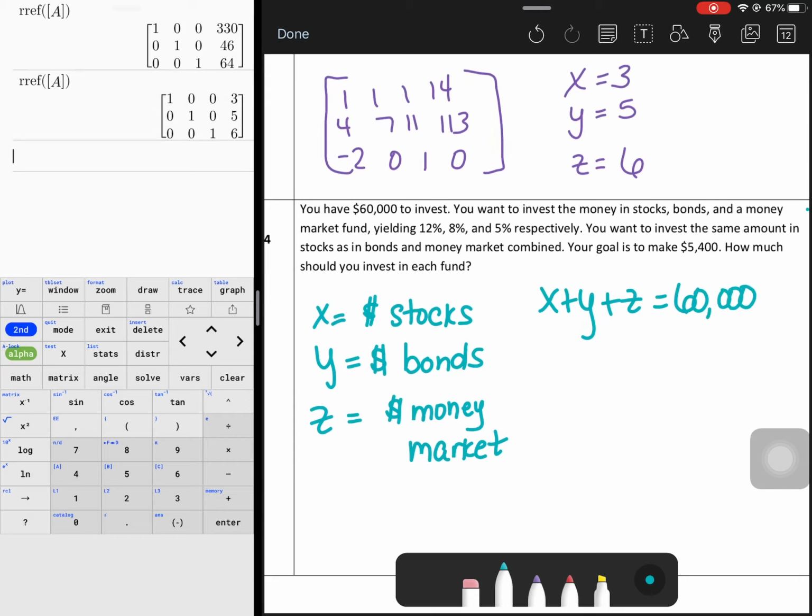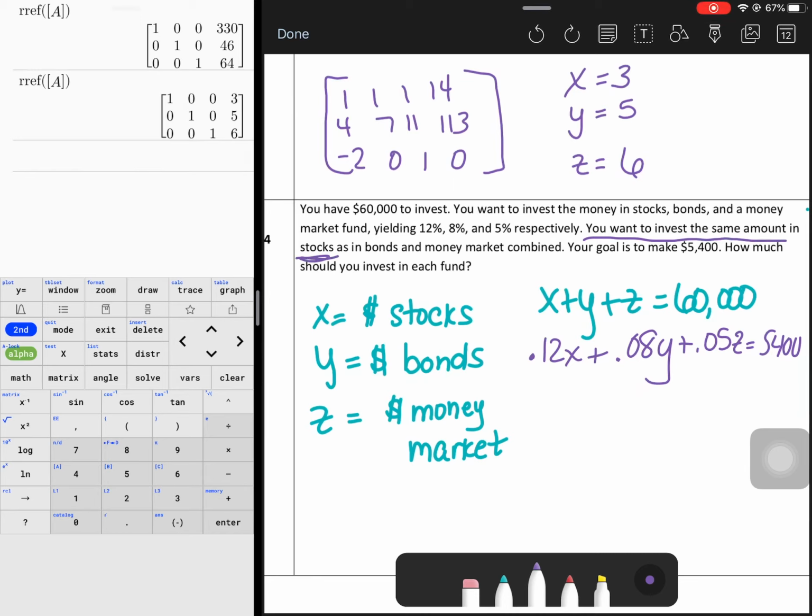Then the money that we're going to make comes from the percentage that we earn. So the stocks earn 12%. So that's going to change to a decimal. The bonds earn 8%. So we'll change that to 0.08. The money market earns 5%. And then what we found out was that we earn $5,400 on our accounts.